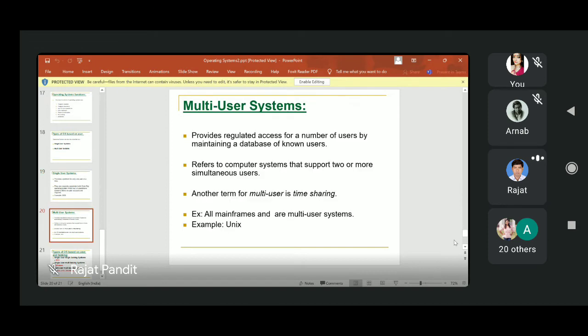A multi-user operating system provides regulated access for a number of users by maintaining a database of known users, and refers to a computer system that supports two or more simultaneous users. Another term for multi-user is the timeshare system. All mainframe computers are basically multi-user systems. An example is Unix. I have told you that Unix is a multi-user operating system.